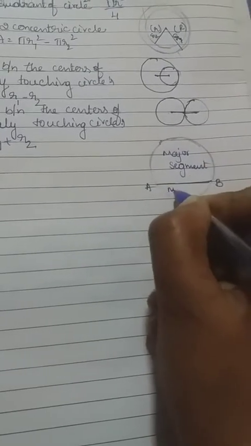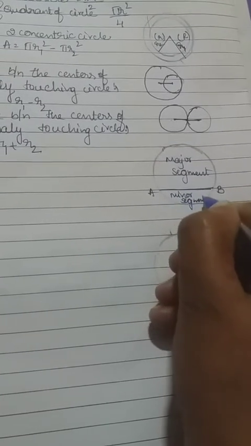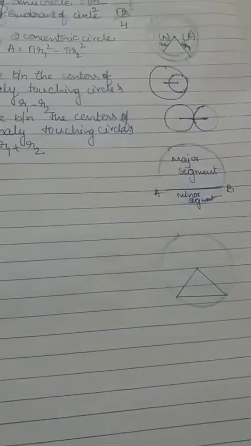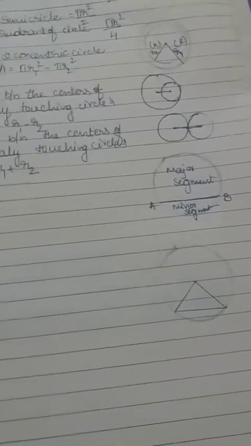If the circle is divided like that, this is considered as a major segment, in the sense a big segment, and this is considered as a minor segment. The smaller one is the minor segment and the bigger one is the major segment. So this AB is a line which divides the circle into segments, and here is the circumference point.